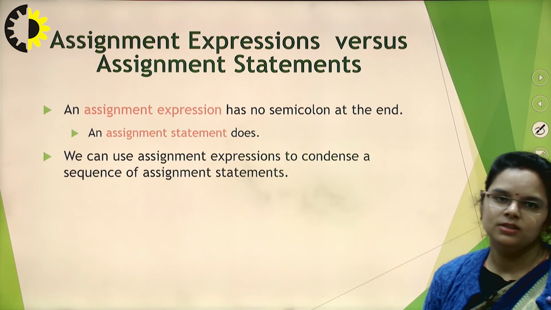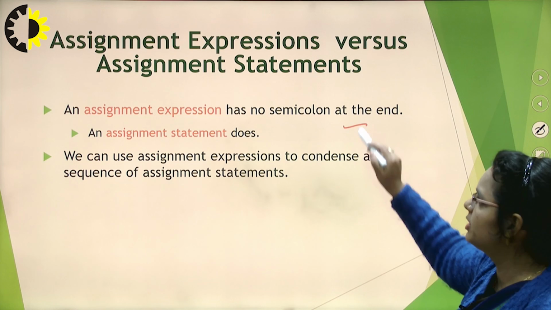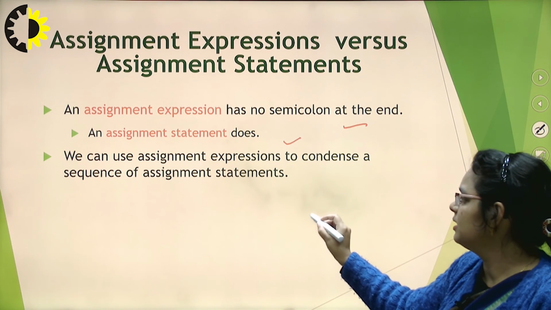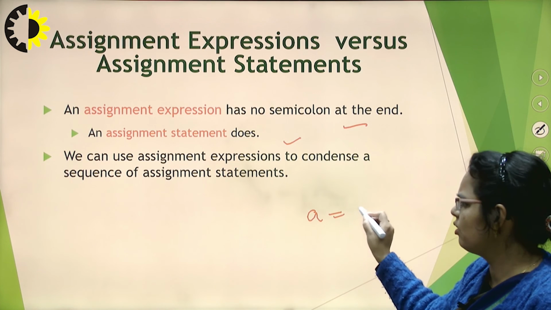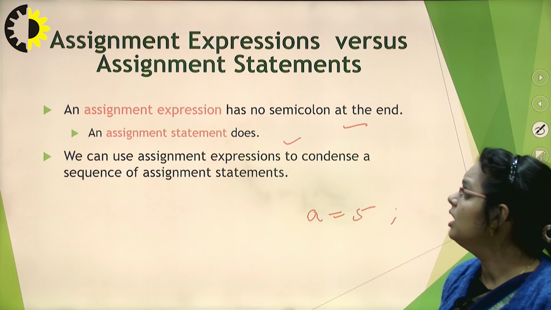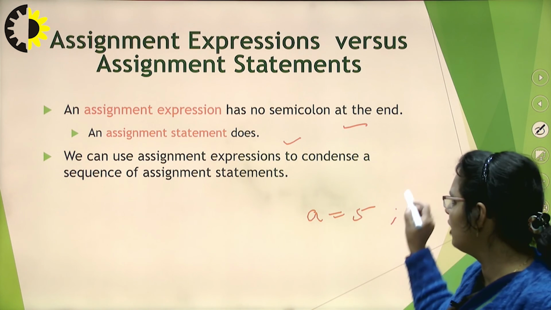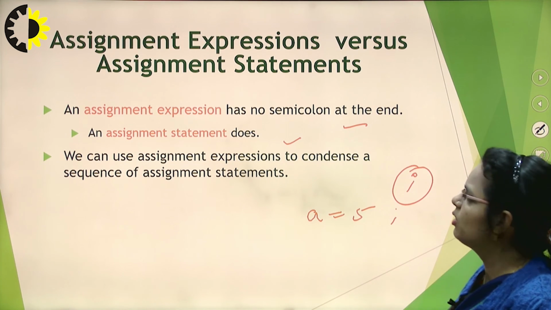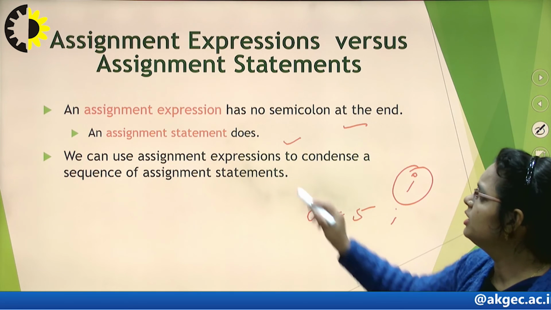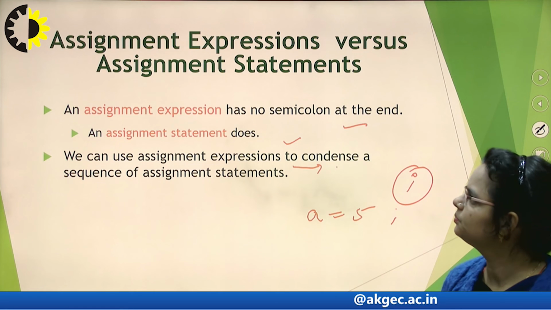Assignment expression versus assignment statements. What is the difference between expressions and assignment statements? An assignment expression has no semicolon at the end, and an assignment statement does. This is normally an expression and does not need a semicolon, but whenever we use an assignment statement in C programming, it has to have the semicolon, the termination operator. So we can use assignment expressions to condense a sequence of assignment statements.